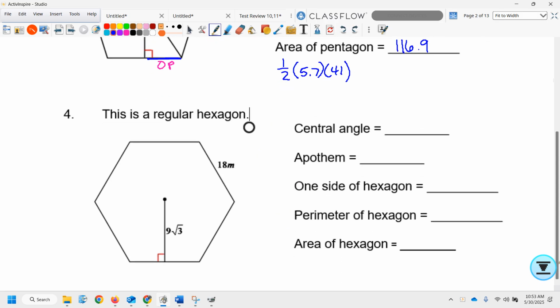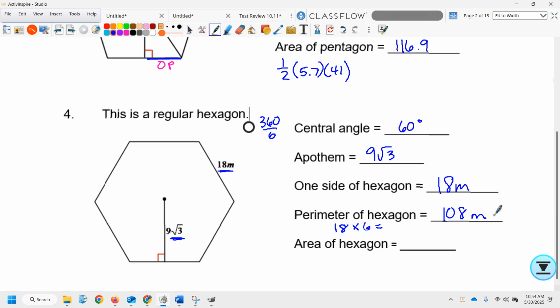So notice you're given the one side. So make sure you're looking at it. It's already given. You're also given the apothem, okay? The central angle, that's not too bad. You count your sides, 1, 2, 3, 4, 5, 6. Well, 360 divided by 6 is 60. All right, the perimeter, since you already have the one side, is 18 times 6. That's 108 meters.